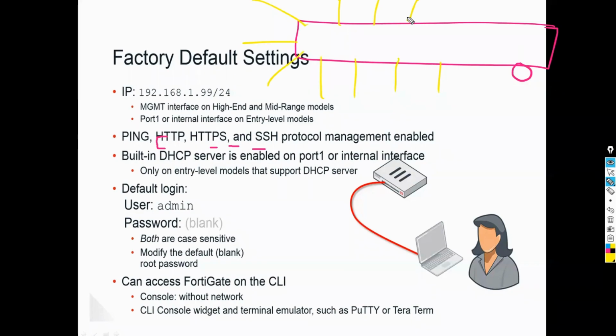But in a high-end firewall box, you will get a dedicated management port, the MGMT port. You can connect your laptop or desktop machine with this management port. By default, we have this IP address 192.168.1.99. If you don't have it, no problem, you can configure it. I can show you how to configure an IP address on a port. No problem, I can show you.